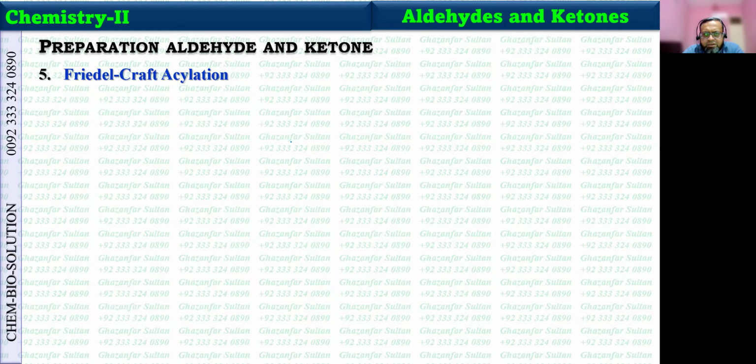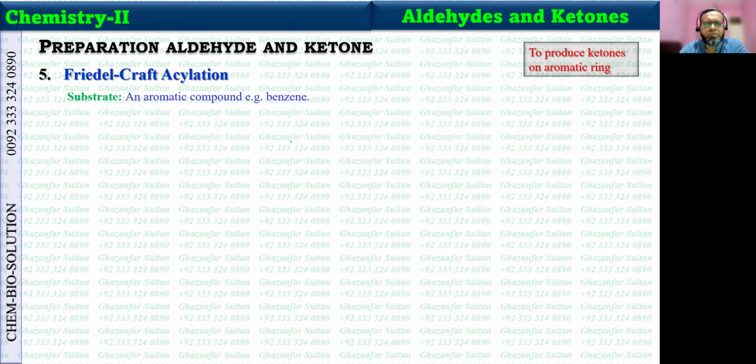Now, preparation of aldehyde and ketones by Friedel-Crafts acylation reaction that we have already seen in aromatic compounds in the chapter of hydrocarbons. They produce ketones on aromatic ring. This is specifically for aromatic ring. In our syllabus, only one aromatic compound is there, that is benzene. So we will see it with benzene. The substrate is one of the aromatic compounds. It is electrophilic substitution reaction on aromatic ring, and here that aromatic ring is benzene.